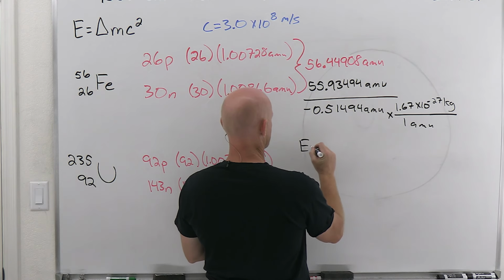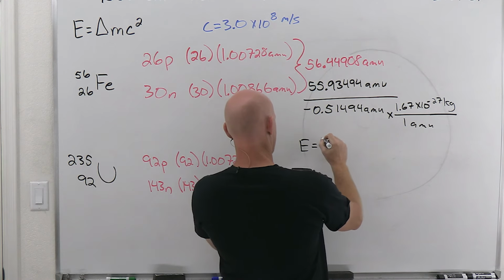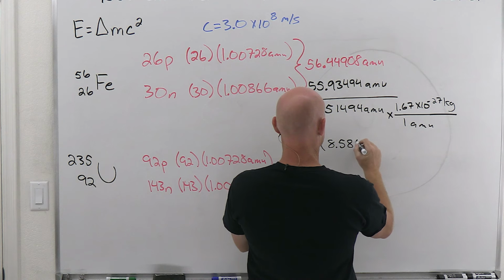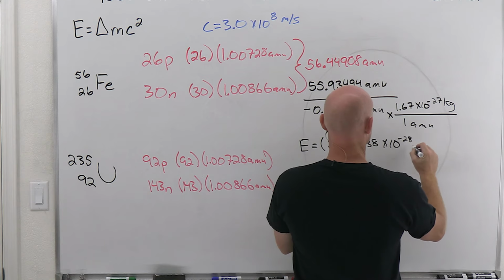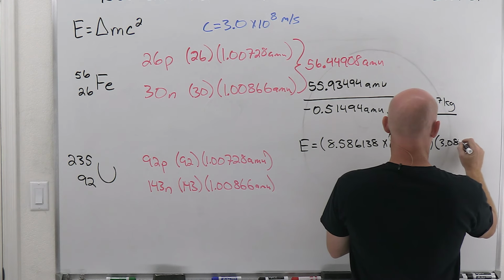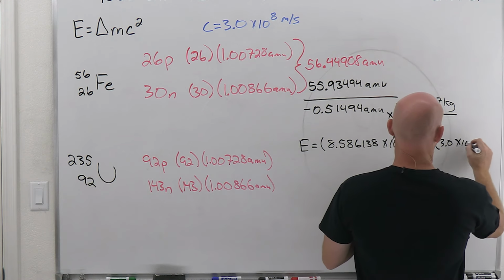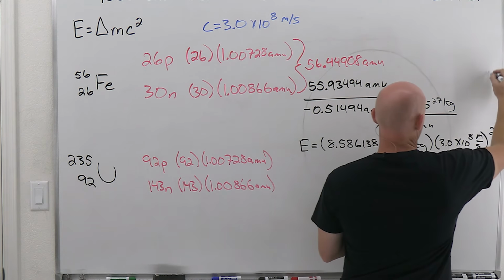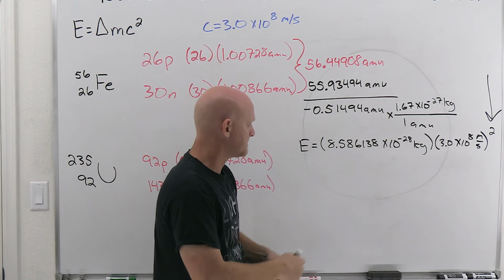And so in this case, we're going to get E equals that mass defect of, and I'm going to leave that negative out now, so 8.586138 times 10 to the negative 28 kilograms times the speed of light squared, 3.0 times 10 to the 8th meters per second squared. By the way, one of the most common mistakes students make is they forget to square the speed of light, so don't make that one.